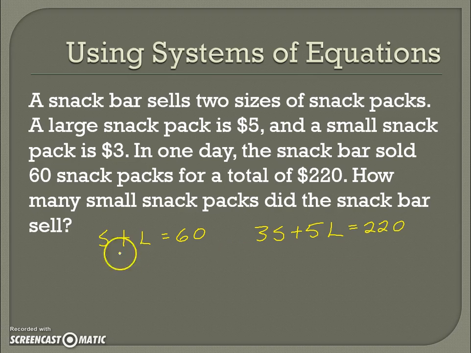Now let me explain this. This is just the number sold. That's given right here, the number sold. Small plus large is 60. This is the price. Whatever the number of small is, I multiply that by 3 because it's $3 a pack. Whatever the number of large is, I multiply that by 5 because that's the price, so it's 5 times L. Add those two values together, and that's the total dollar amount. So here I have two equations. That makes it a system.